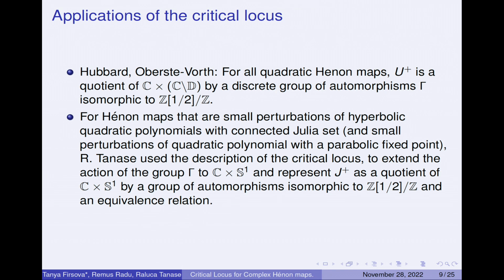I want to say a few words about the applications. Hubbard and Oberste-Vorth described these escape loci U plus as the quotient of the C times C without the disk D, quotient of this manifold by a discrete group of automorphisms. And Radu used this critical locus to extend this description to J plus. She used the Lyubich-Robertson description, and she gave a description for the parabolic ones, and she used it in both cases.